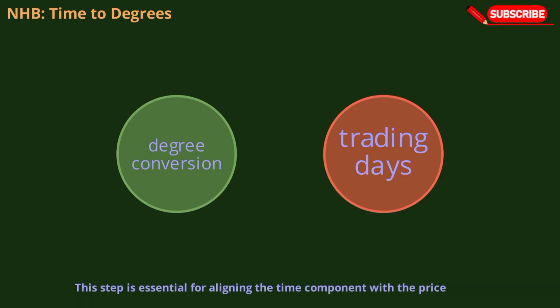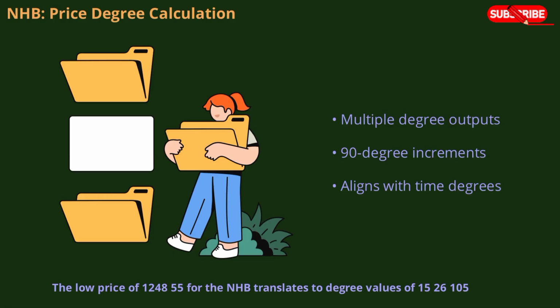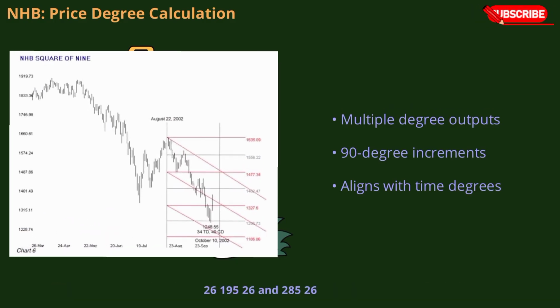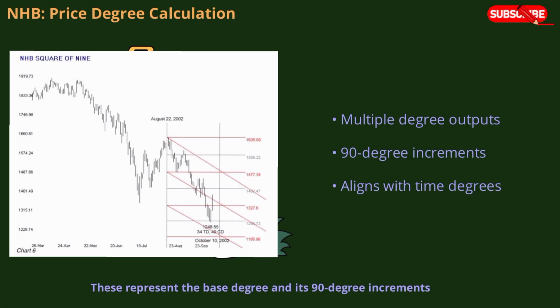This step is essential for aligning the time component with the price, ensuring that any harmonic relationship is accurately identified. Low price of 1,248.55 for the NHB translates to degree values of 15.26, 105.26, 195.26, and 285.26. These represent the base degree and its 90-degree increments. By comparing these values with the time degrees, we can check for a square and determine if a significant market event is likely.